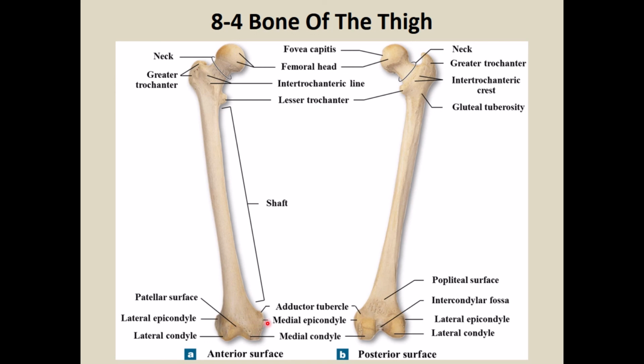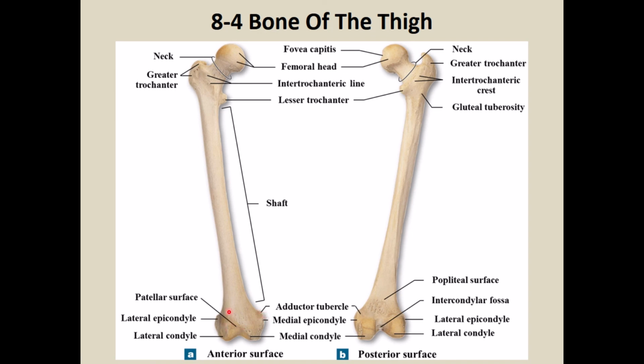Above these condyles, you have these epicondyles, so smaller bony prominences. Okay, on each side, there are some muscles and ligaments attached here. Also, you have the adductor tubercle, another bony prominence, and this is where the adductor muscles attach.